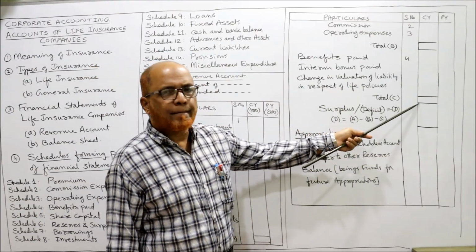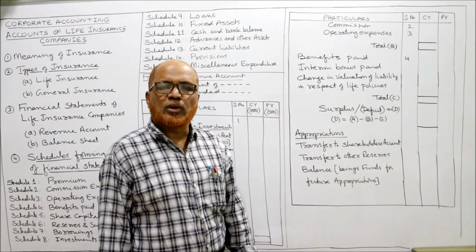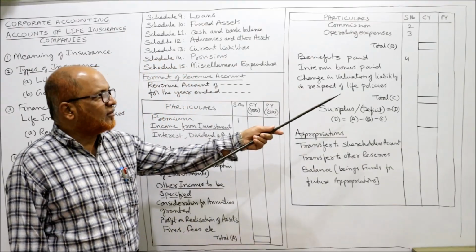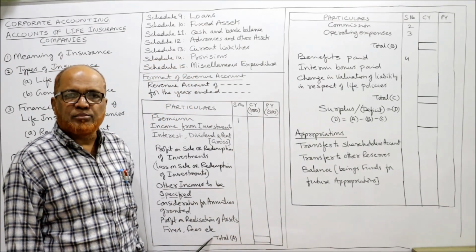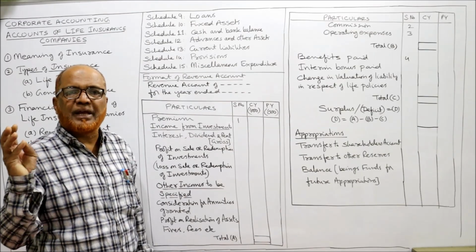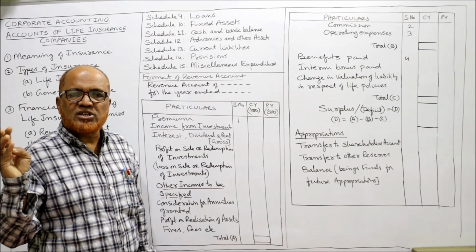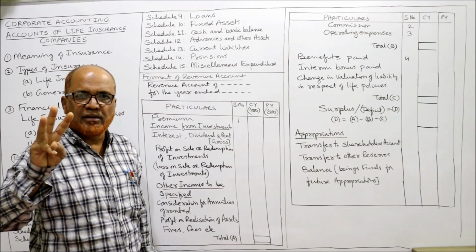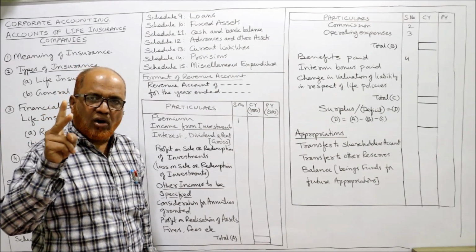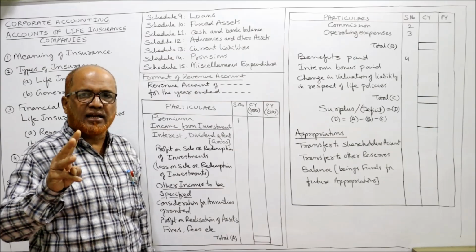Now we'll take the total C. So we have taken 3 totals: total of A, total of B, total of C. Total of A is the incomes. Under incomes we take premium, income on investment, other income. Remember 3: premium, interest on investment and other incomes.